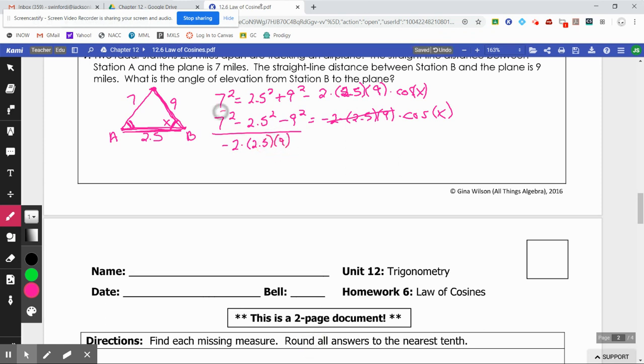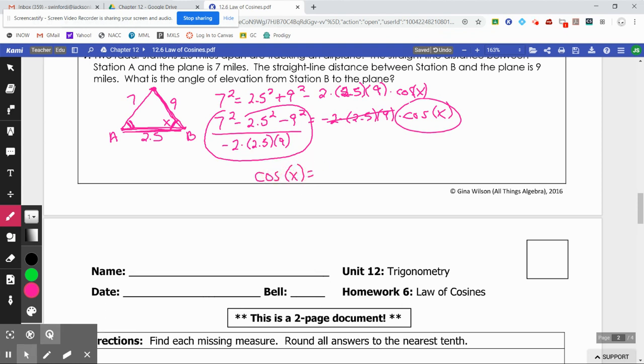And typing this in is going to give you a decimal, and that's going to give you that the cosine of x is equal to about 0.85. And once you find the inverse cosine of 0.85, that tells you that x, rounded to the nearest degree, is right at a 32-degree angle.